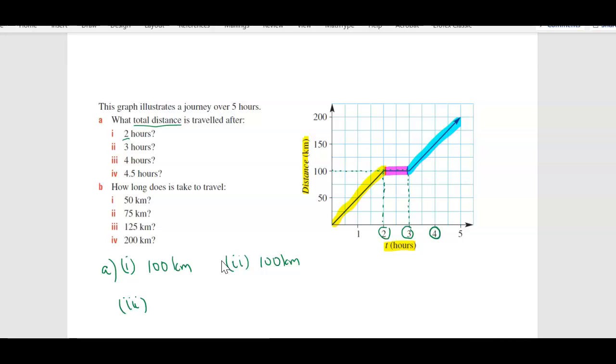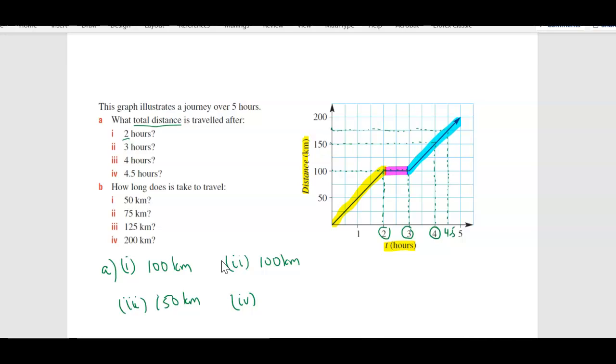All right, part 3, doing 4 hours. So at 4, let's go up, and we're going across. So it's 150 kilometers. And then part 4, 4.5 hours. So 4.5 is here. So we're going to go up and across. And again, we're going to have to work out what this part is here.